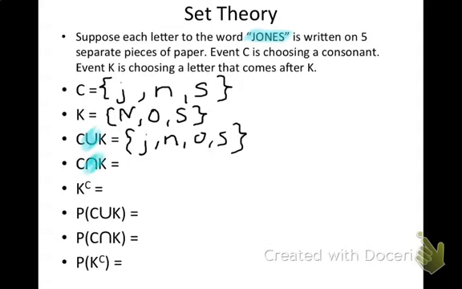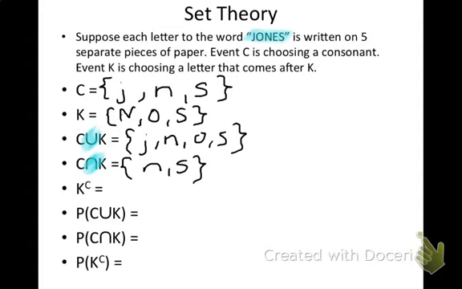The symbol right here means intersection. In other words, what do C and K have in common? So what they do have in common is they both have an n and they both have an s. That's what I would put for that one.